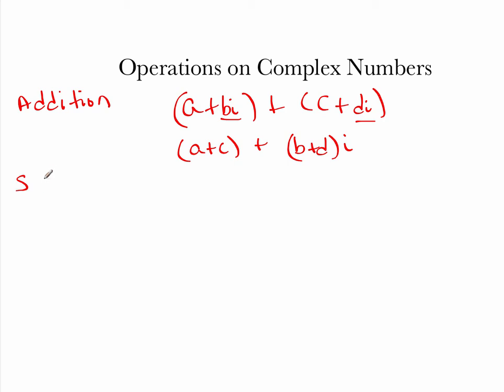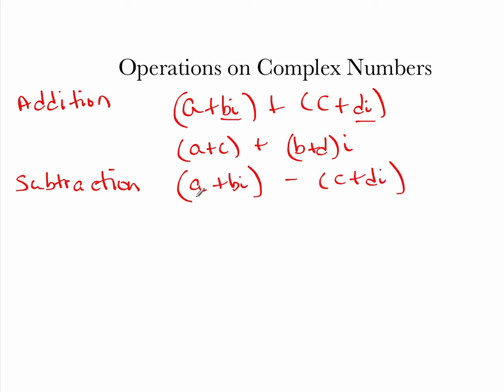When we subtract, we do the same thing. a plus bi minus c plus di. And my mouse is really behind my words here. Then, let me catch up here. Then we're going to take this negative sign, distribute it to both of them. We're going to collect our real parts. So this is a minus c, that'll be my real part, plus b minus d i.